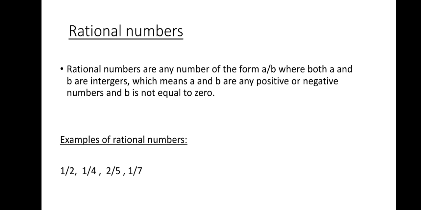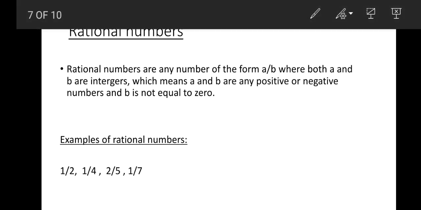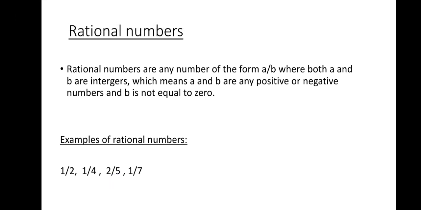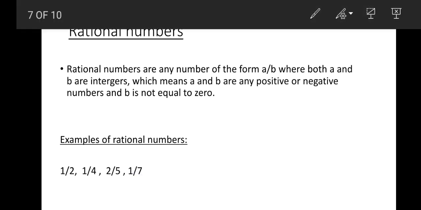So let us look at a few examples of rational numbers. They can be 1 over 2, they can be 1 over 4, they can also be 2 over 5, and they can be 1 over 7.